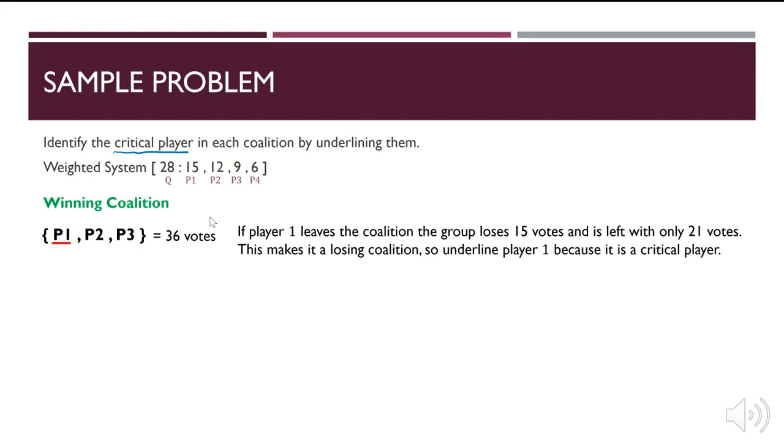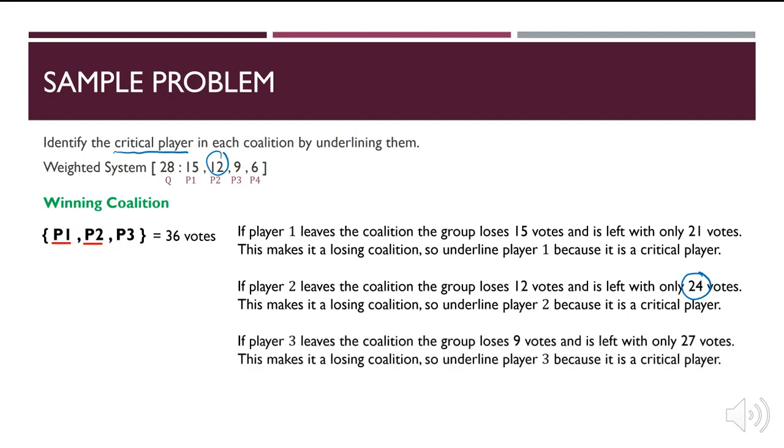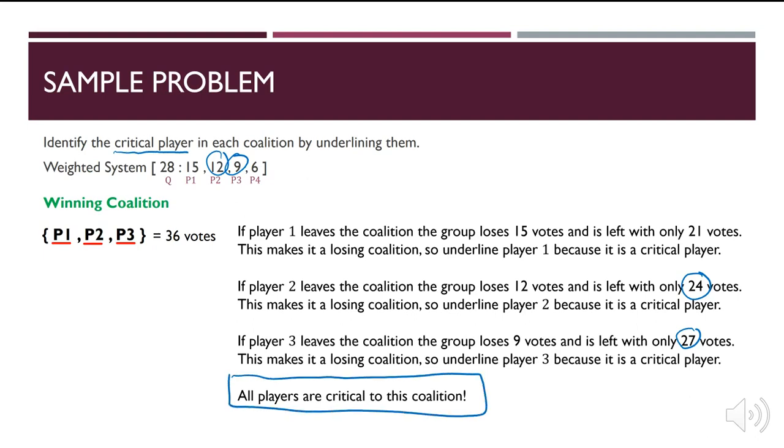We'll now say, well, what if player 2 left? Player 1 and player 3 are staying together, but player 2 is going to walk out. Well, we see player 2 has 12 votes. If player 2 takes those 12 votes and walks away, the team is left with 24 votes. That's not enough. The team goes from winning to losing. So player 2 is critical, and we underline player 2. And then we look at player 3. We say player 3 has 9 votes. If player 3 walks away with those 9 votes, the team has 27 left. Not enough to meet the quota, so the team goes from winning to losing. It means player 3 is critical, and in fact, all of the players were critical in this coalition.